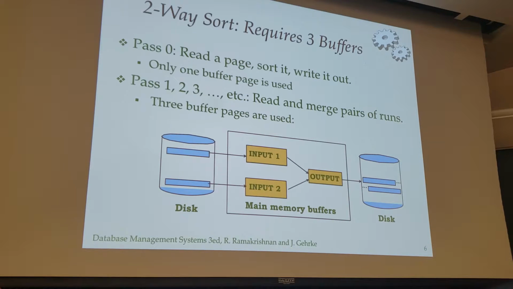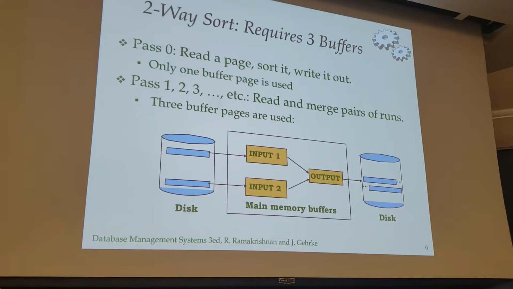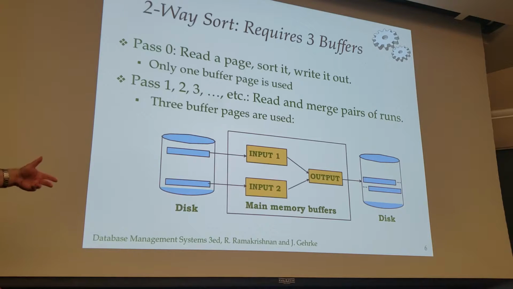But you'll say, I don't have just 1 page in input 1 and 1 page in input 2. I've got 2 pages in each. Well, when I run out of room in input 1, because I've used everything up, I'll just read in the second block. So I only need 1 buffer for input 1, 1 buffer for input 2.